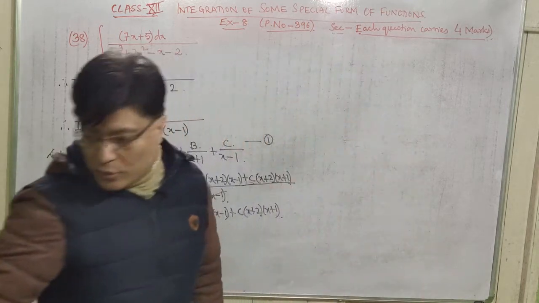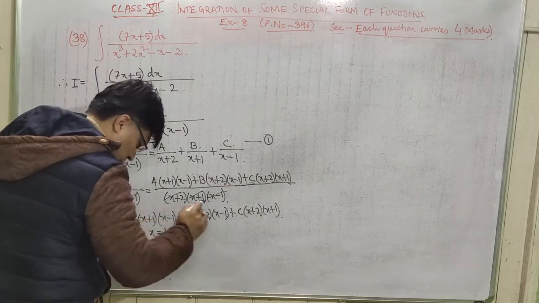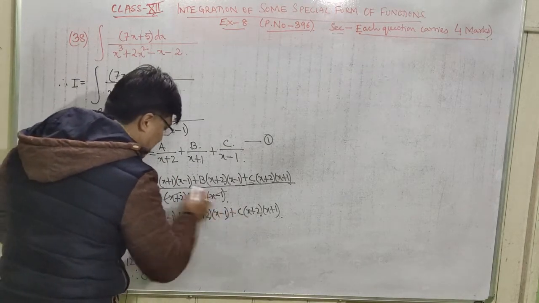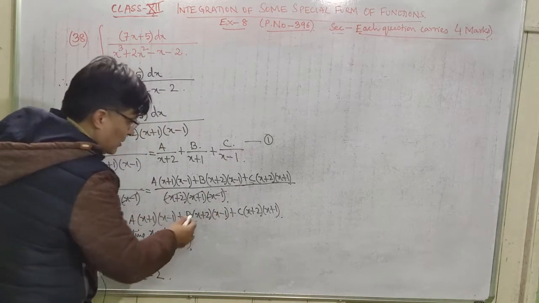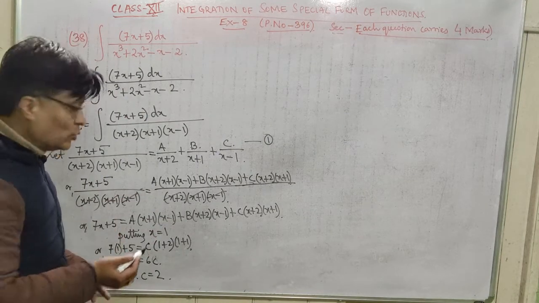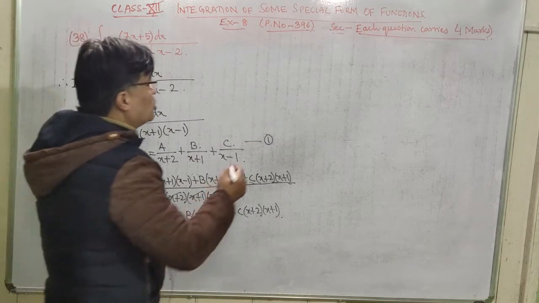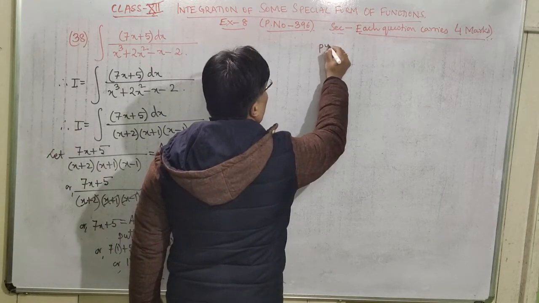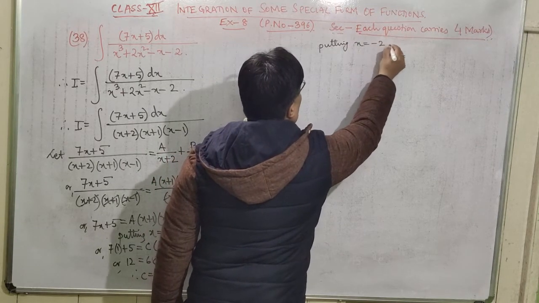So now, in order to get the value for a only, you have to make these two terms, b and c, zero. In this b and c, which is the common factor? x plus 2 is the common factor. So by putting x is equal to minus 2, the second term and the third term will be 0. So putting x is equal to minus 2.